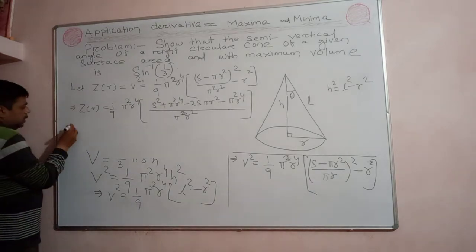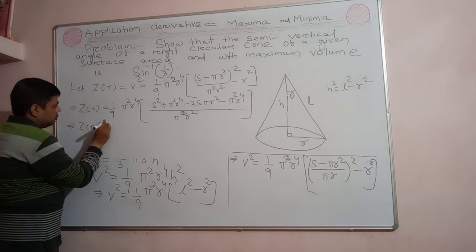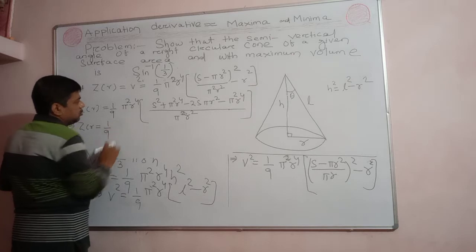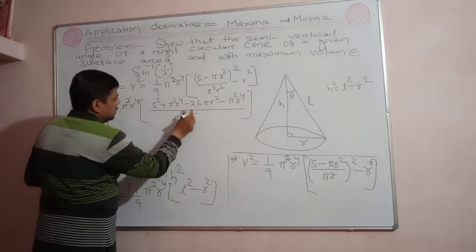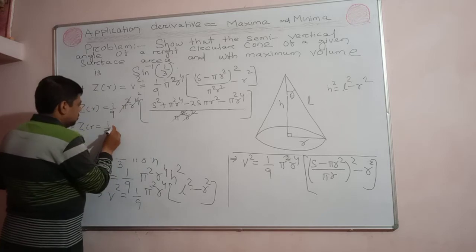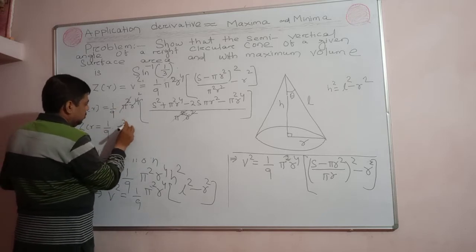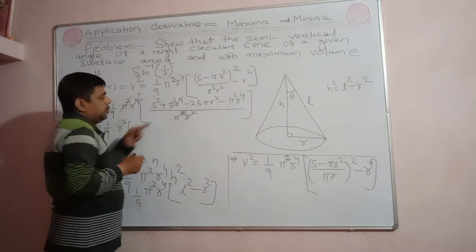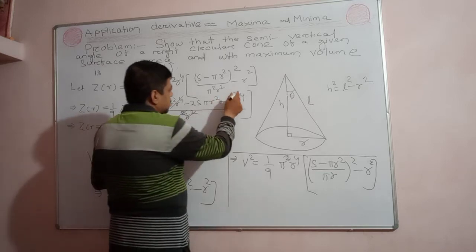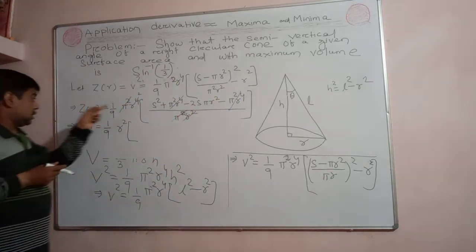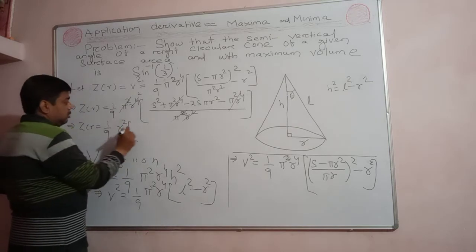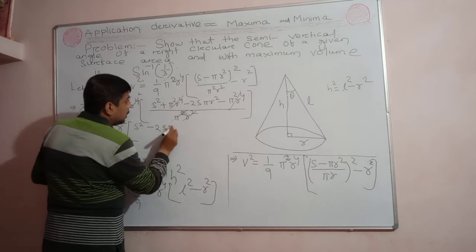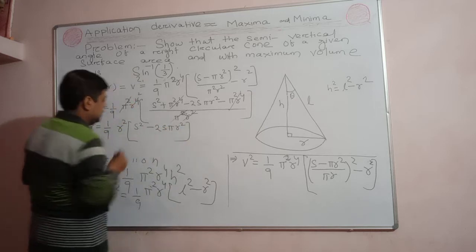Okay, so that implies Z(r) is equal to 1 by 9 pi square. Now you see now, pi square we can cancel. Here r square, 1 r square will be r square. Okay, see now, plus pi r square plus pi square r to the power 4 minus pi square r to the power 4, you can cancel here. So now write down that this s square minus 2s pi r square. It's okay. Understand?